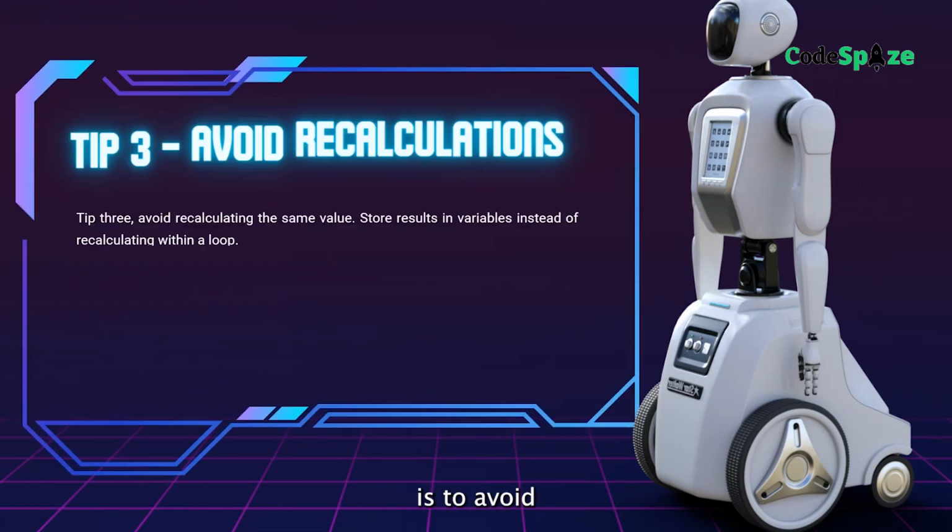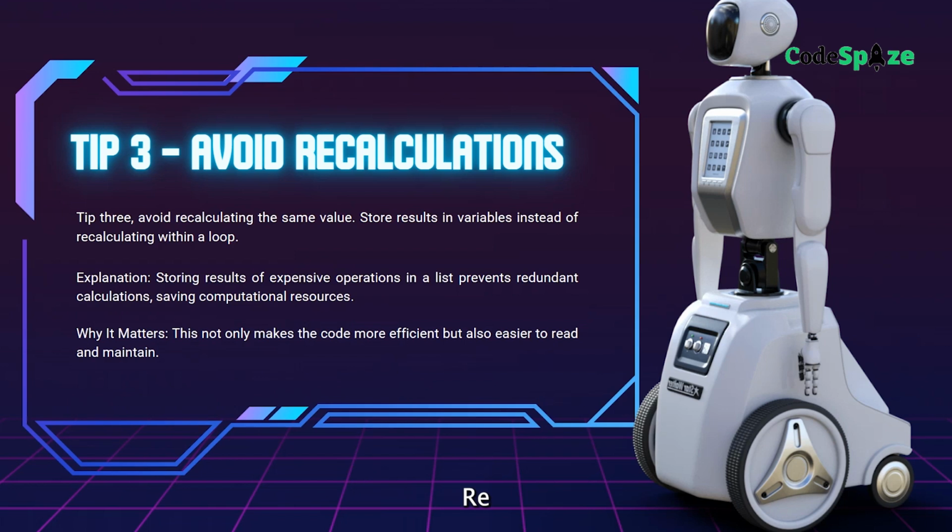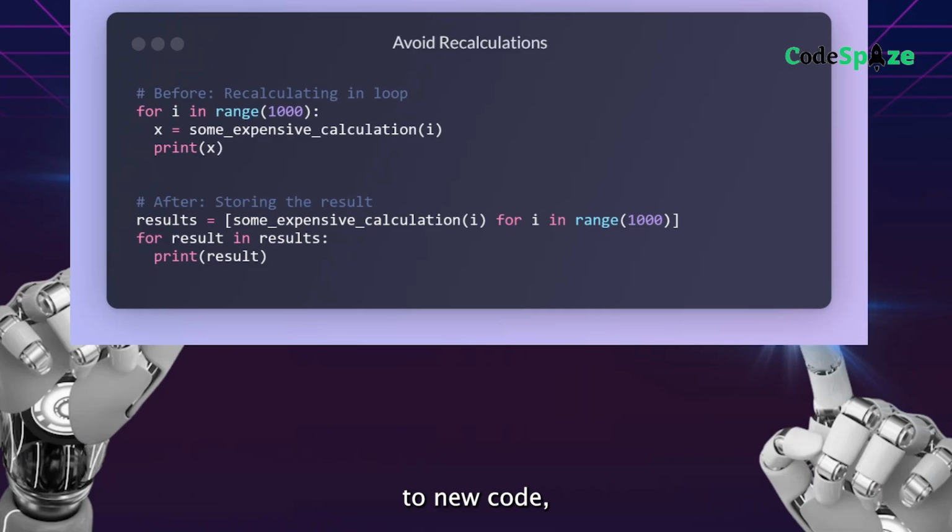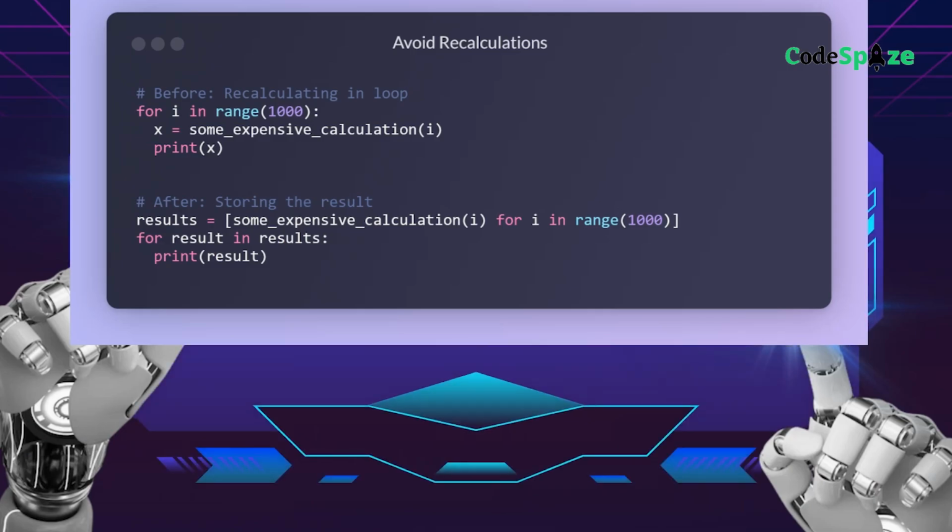Our third tip is to avoid unnecessary recalculations. If you are performing an expensive operation multiple times in your code, consider storing the result in a variable instead. This way, you only perform the operation once and reuse the result as needed. Not only does this save computational resources, but it also makes your code cleaner and easier to understand.